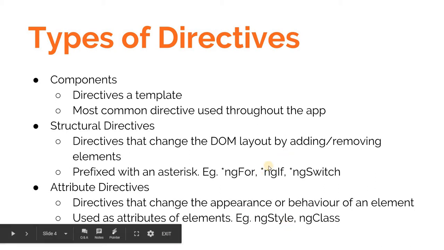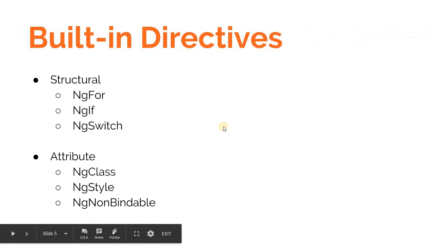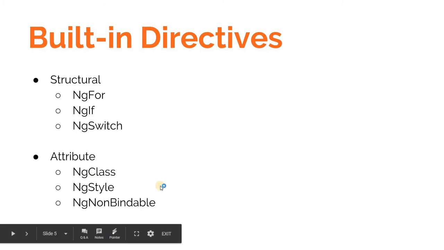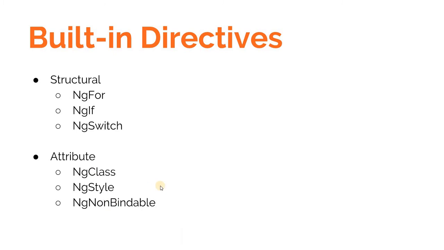In the next video we'll talk about the structural directives, that is ngFor, ngSwitch, and ngIf. These are some of the built-in directives that we have in Angular. For structural directives we have ngFor, ngIf, and ngSwitch that are built into Angular and can be used right out of the box, and so is the case with attribute directives like ngClass, ngStyle, and ngNonBindable. Okay, so in the next video we'll talk about structural directives and how they can be used, and we'll be using them in code.